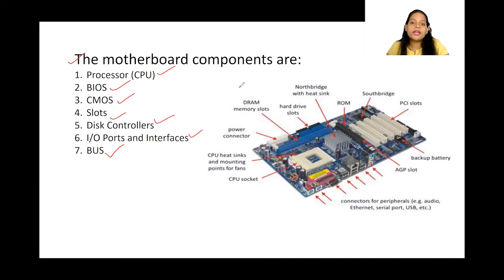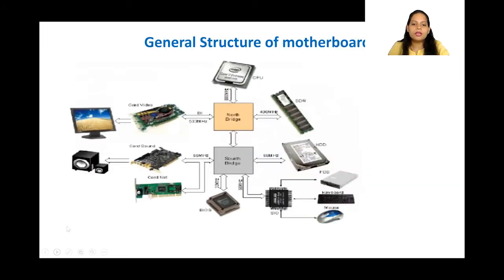Before we get into detail about what these are, first let us see the general structure of a motherboard. How does a motherboard look and what does it do? As you can see in this picture, there is something called a north bridge and a south bridge. This is what the core chip of a motherboard consists of. These are the two chips. Now, what does the north bridge chip do?